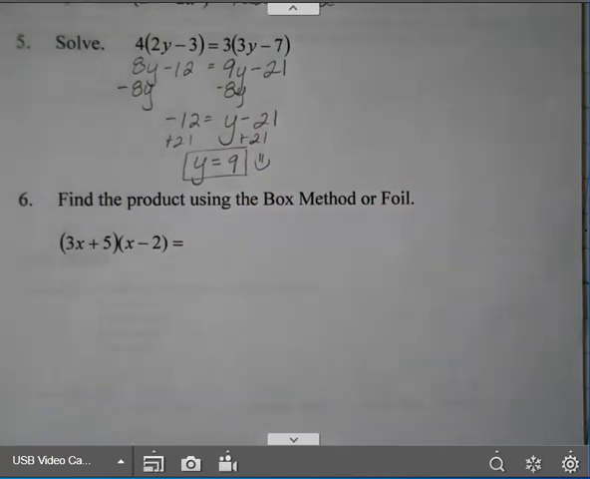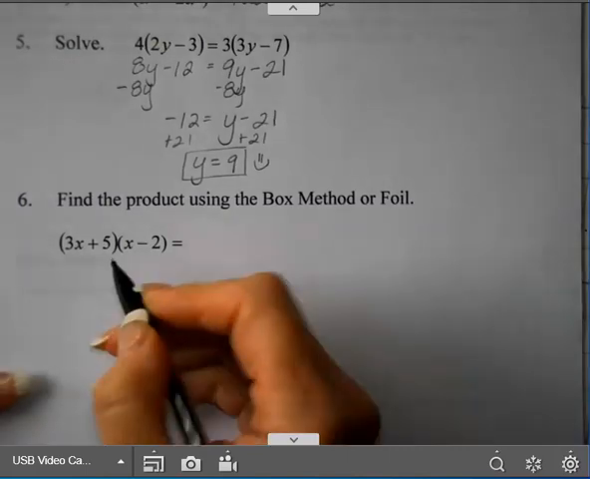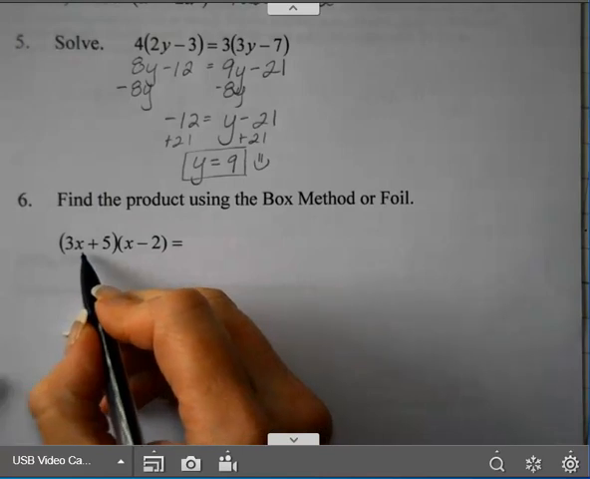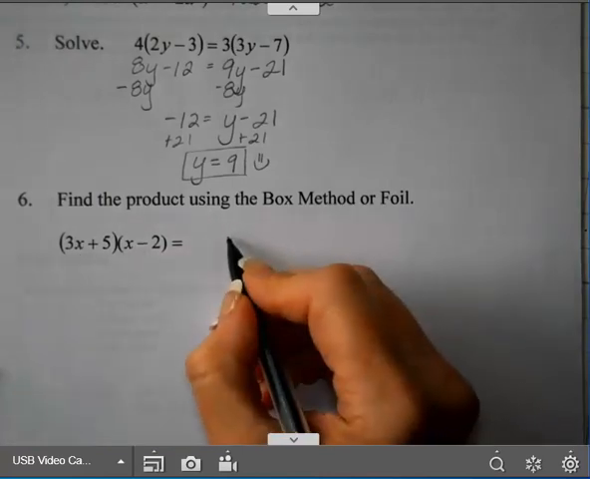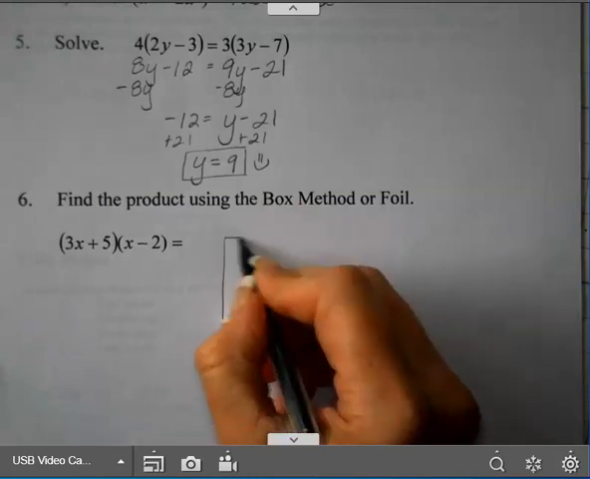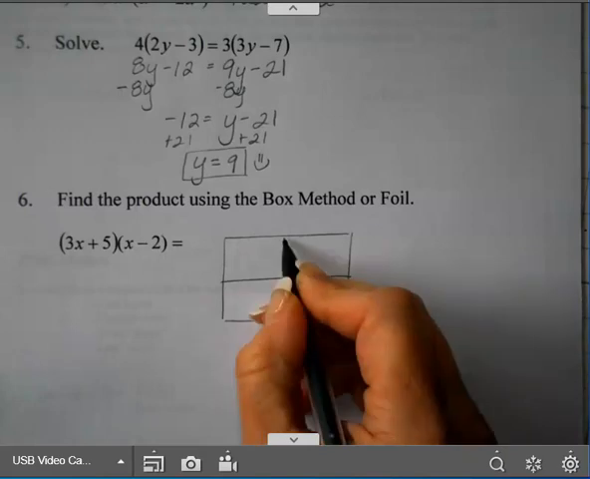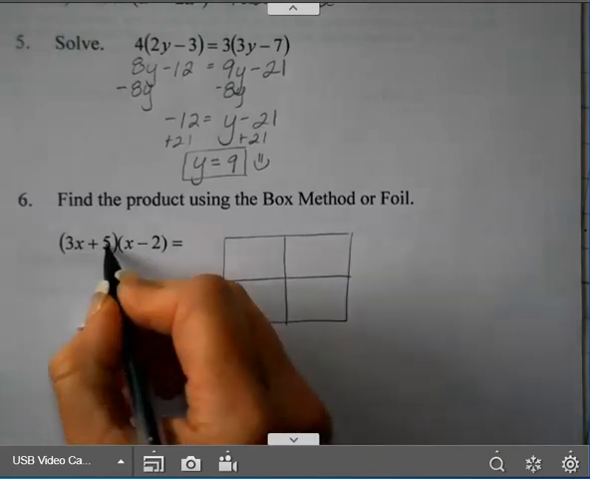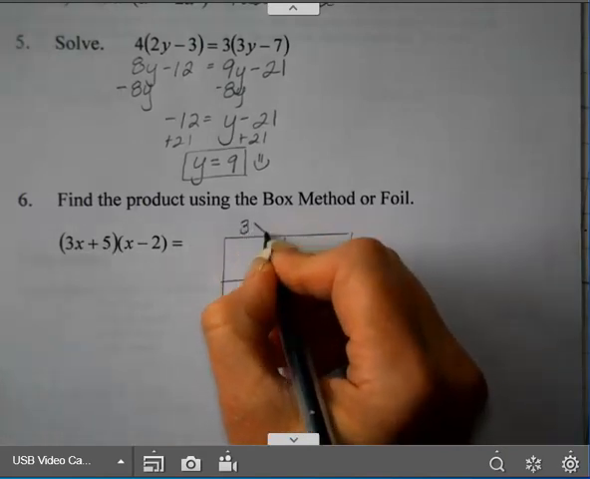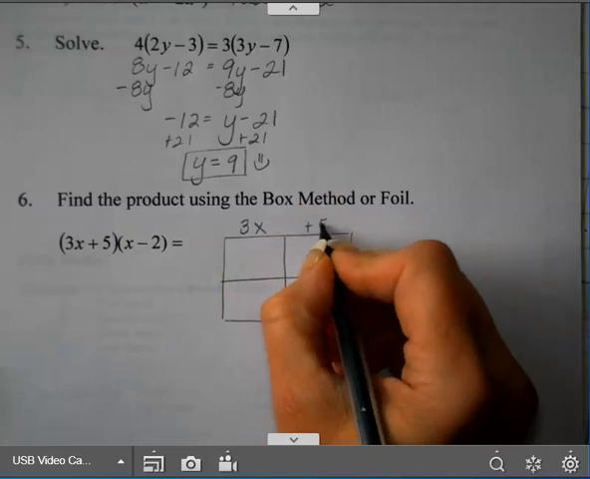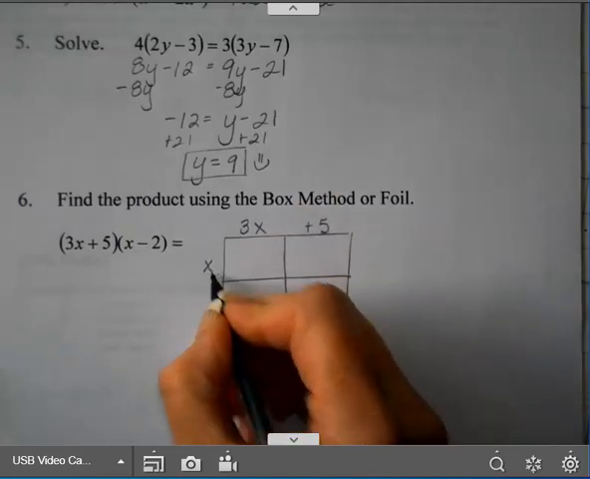And example 6, I'll go ahead and work it, but I don't think it's on this quiz. It's on the next set of notes. You can use a box method or FOIL. I think I'll go ahead and use the box method. So 3x plus 5, you can put that on one side. It doesn't matter which side you put it on. And then x minus 2 I'll put here.